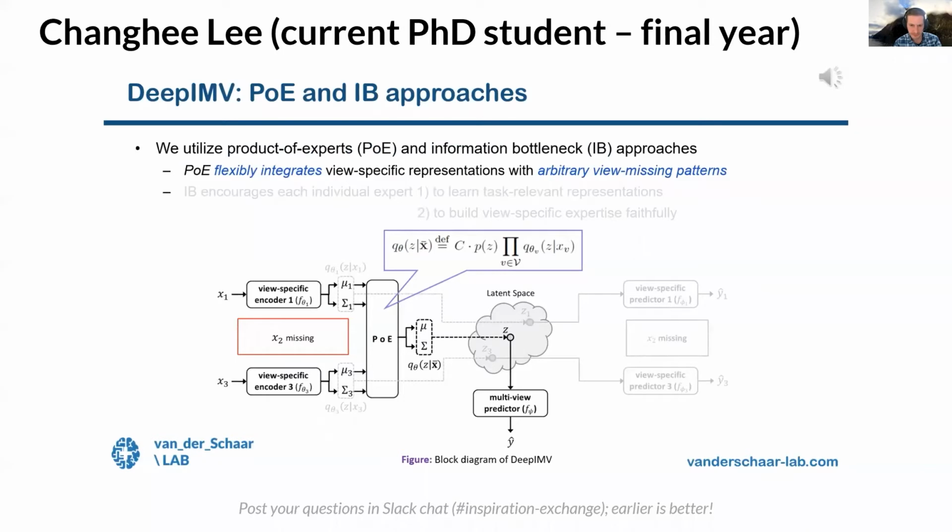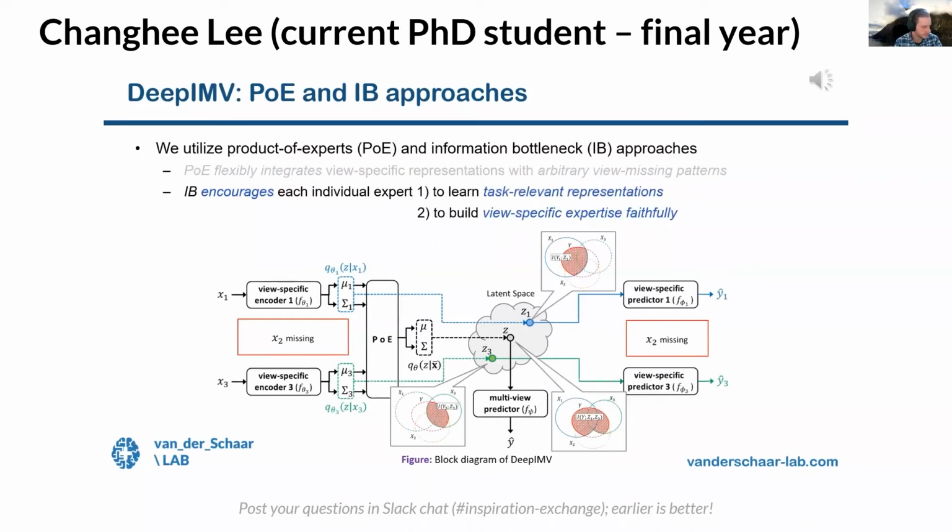Product of experts makes our method flexibly integrate view-specific representations of the observed views into a joint representation regardless of the view missing patterns. Applying product of experts also can provide a much sharper distribution than what individual experts can learn. Therefore, each view-specific encoder can be specialized in certain aspects of the target outcome.